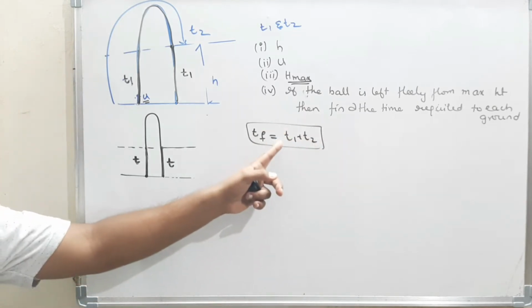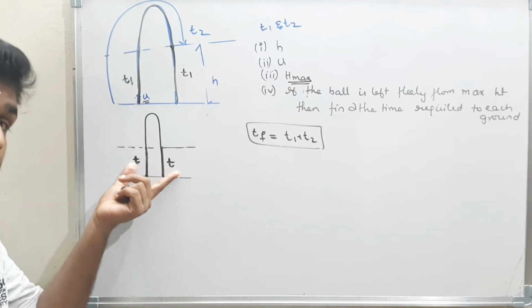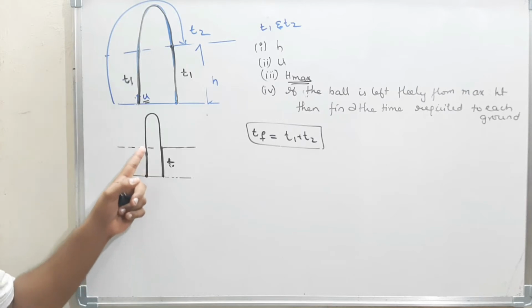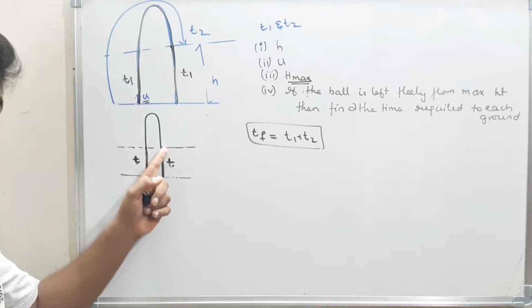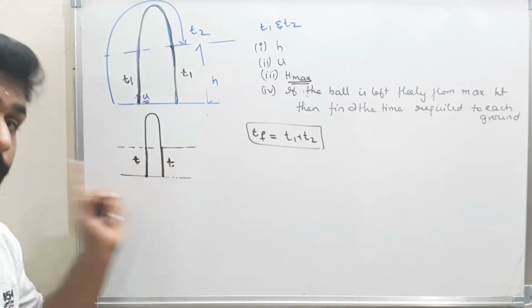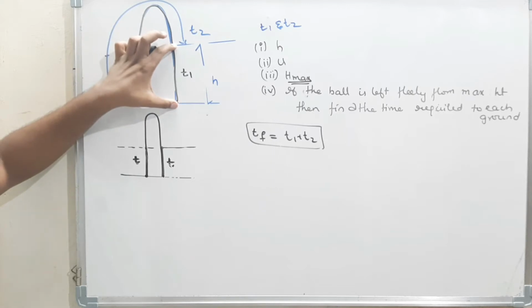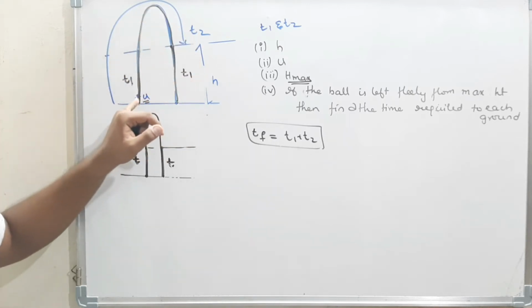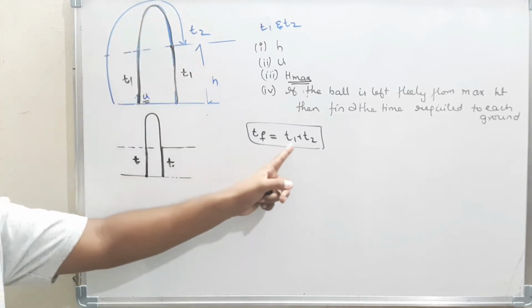Observe carefully how I did. In this concept I told in the previous video, please recall it. The time taken by the body to move from here to a certain level is t1, and the time taken by the body to move from that level to the ground is t2. The time will be the same. Therefore, if this is also t1, then what is the total time? The total time of flight is t1 plus t2.